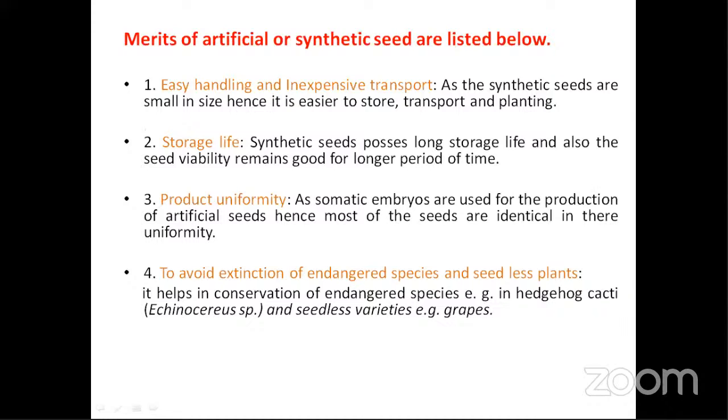Merits of artificial or synthetic seeds are easy handling and inexpensive transport, as the size of the seed is very small, hence it is easier to store, transport and planting. Storage life is very good, but it requires high-tech storage structures. Product uniformity helps to avoid extinction of endangered species and seedless plants. It will help to conserve the endangered species.